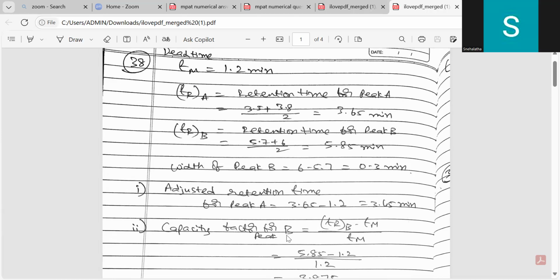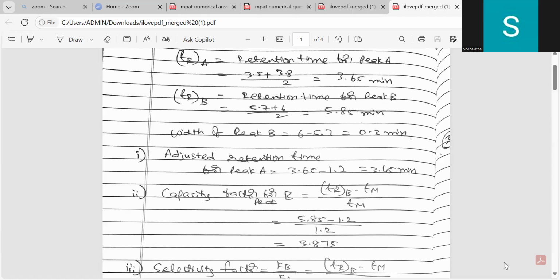Capacity factor for peak B is calculated by using this formula. This is retention time for the analyte B minus TM. TM is nothing but dead time or retention time for the unretained species, divided by TM. The retention time for analyte B is given. So this is 5.85 minus 1.2 divided by 1.2. So this is the answer for capacity factor for peak B.